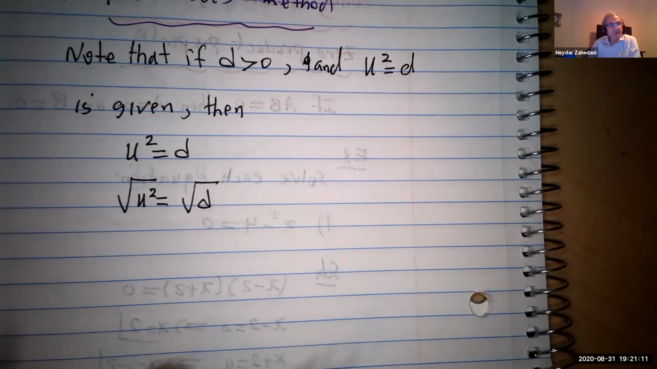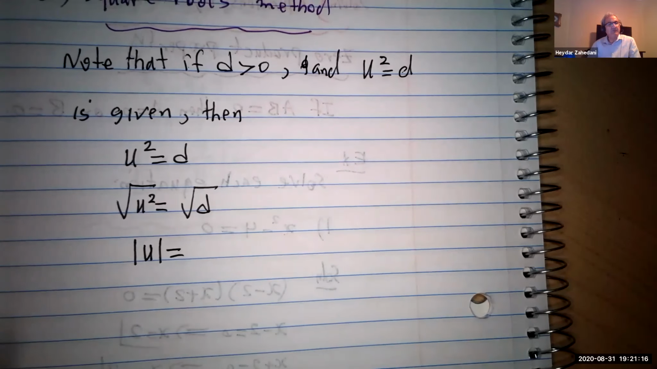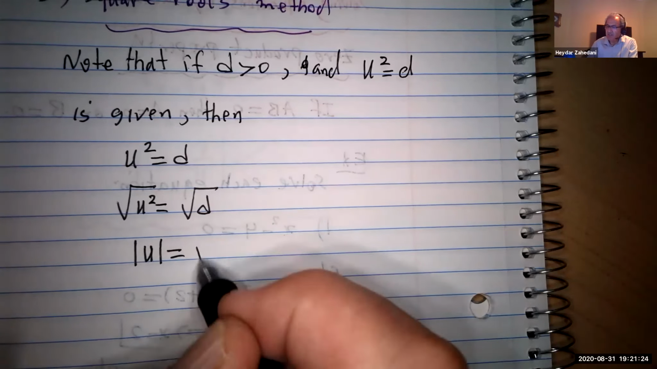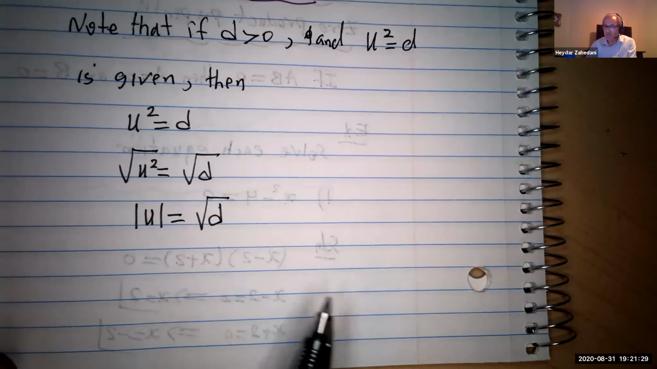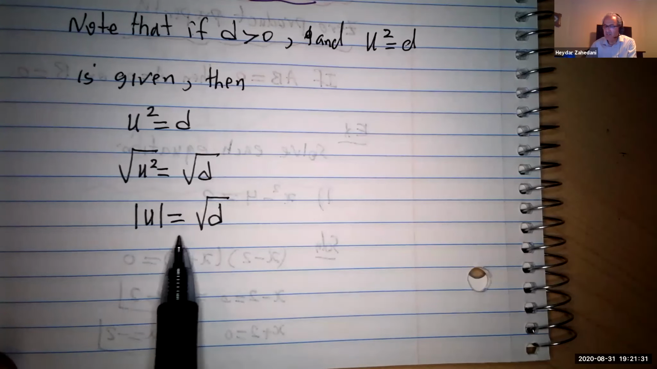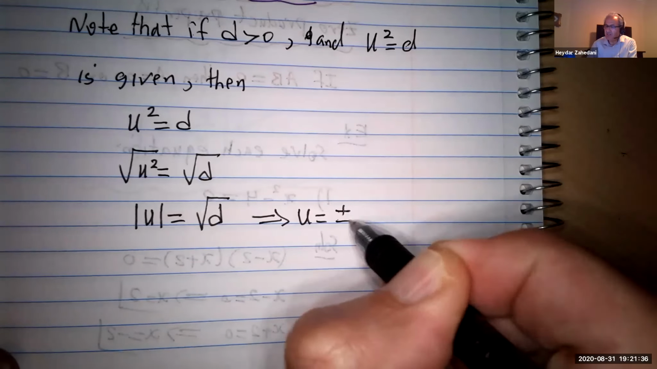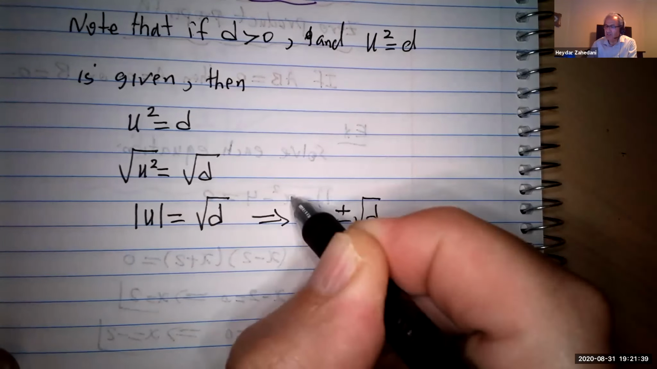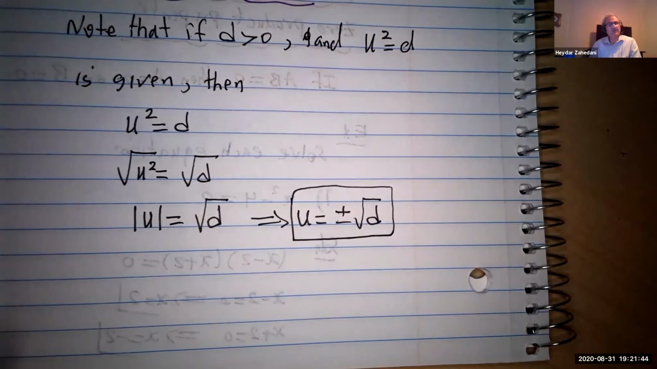You see, the radical U squared is always the absolute value of U. It's not positive U, it's not negative U, it's not positive negative U, it's always the absolute value of U. And this is equal to the square root of D. And in the case of the absolute value, if D is a positive number, then the solution is U equal to positive negative radical D. Make sure you know the reason why you do this.